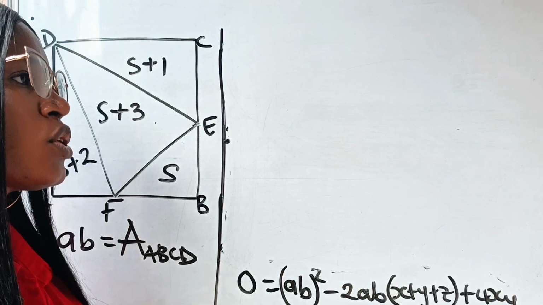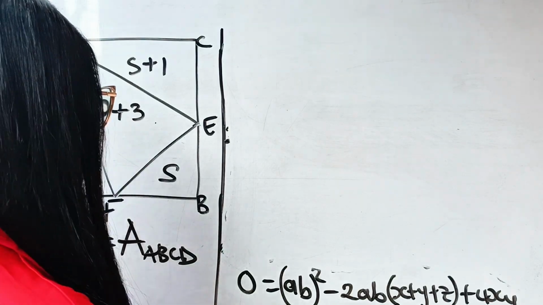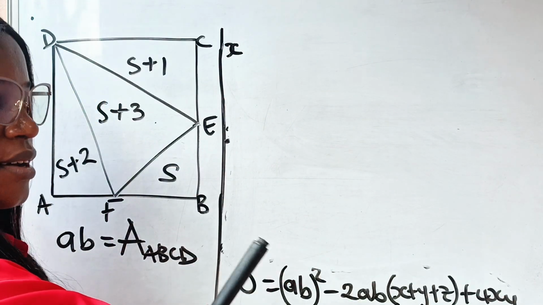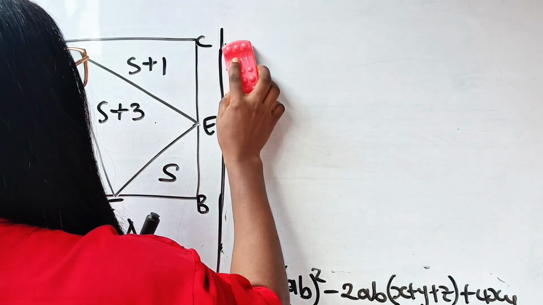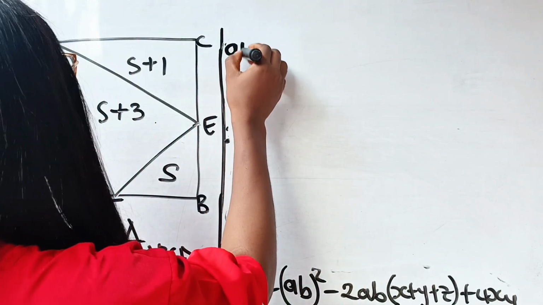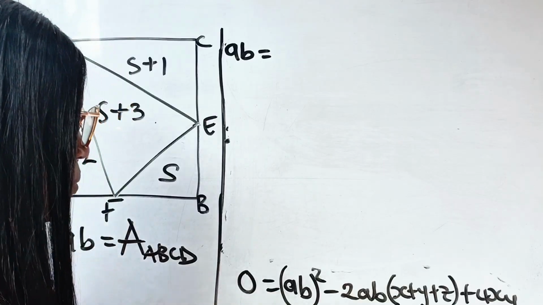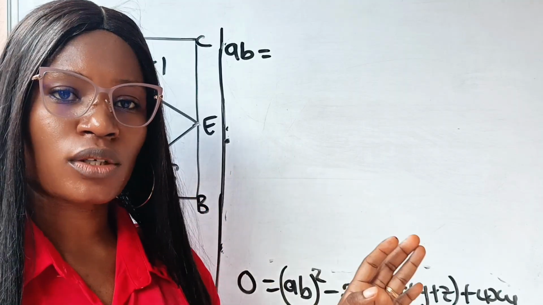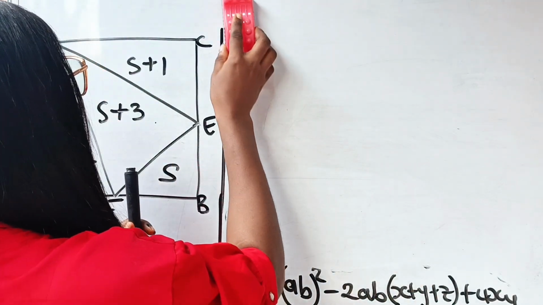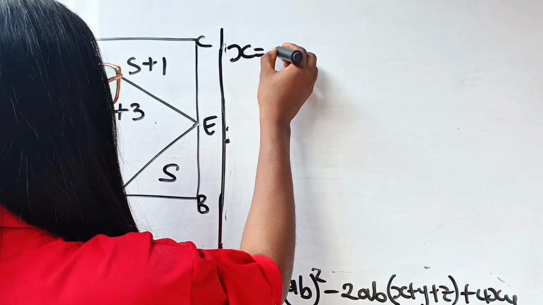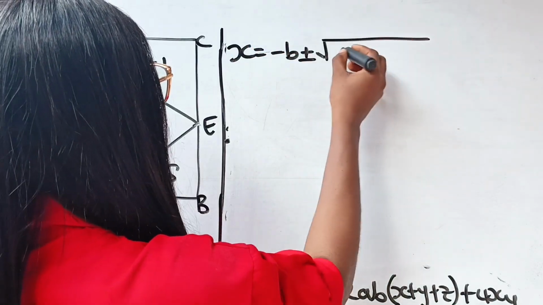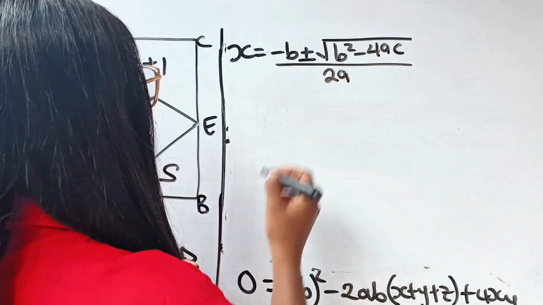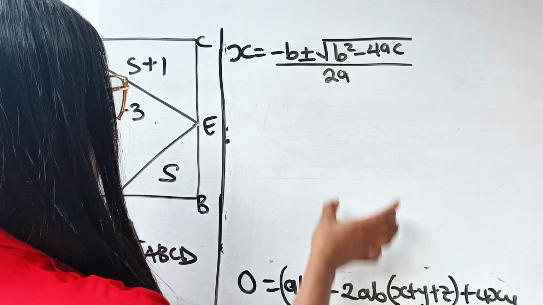Using the quadratic equation formula, x in this case is ab. Let me state the quadratic equation formula first, then I substitute. According to the formula, x is equal to minus b plus or minus the square root of b squared minus 4ac, everything divided by 2a. Now let's compare this to this.